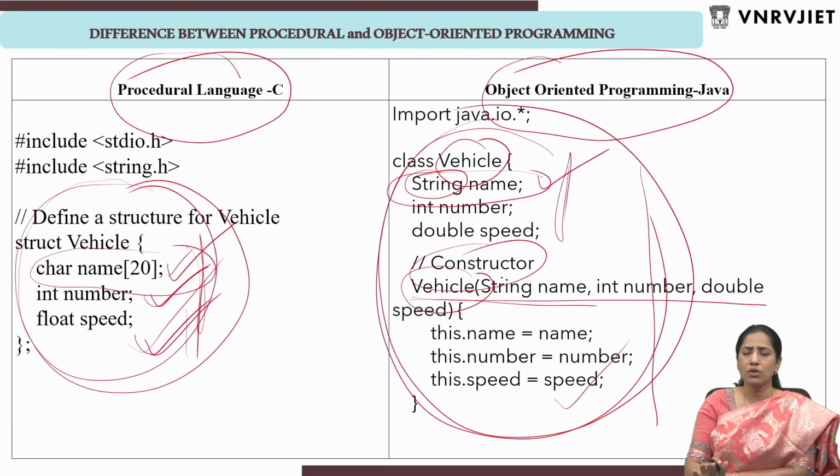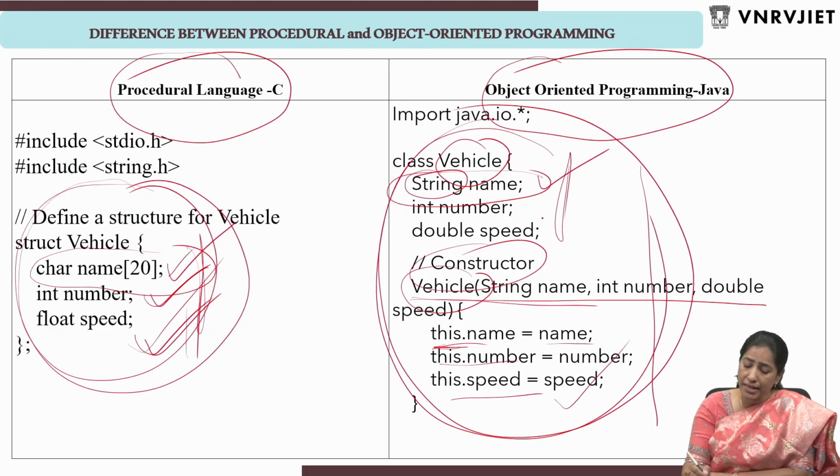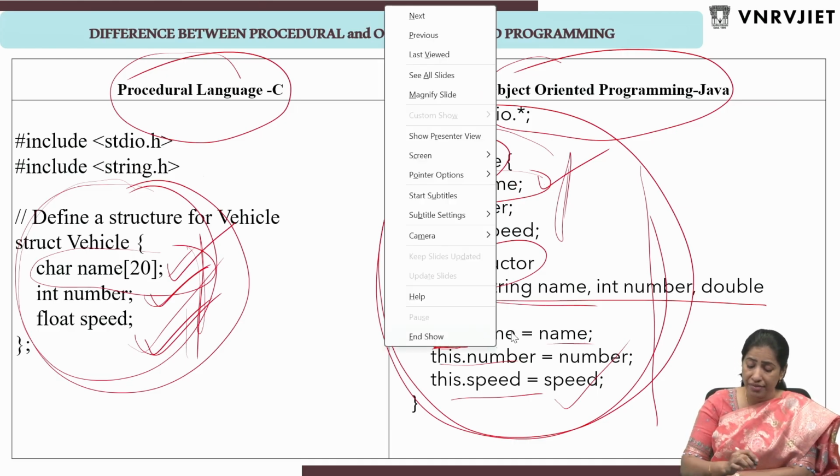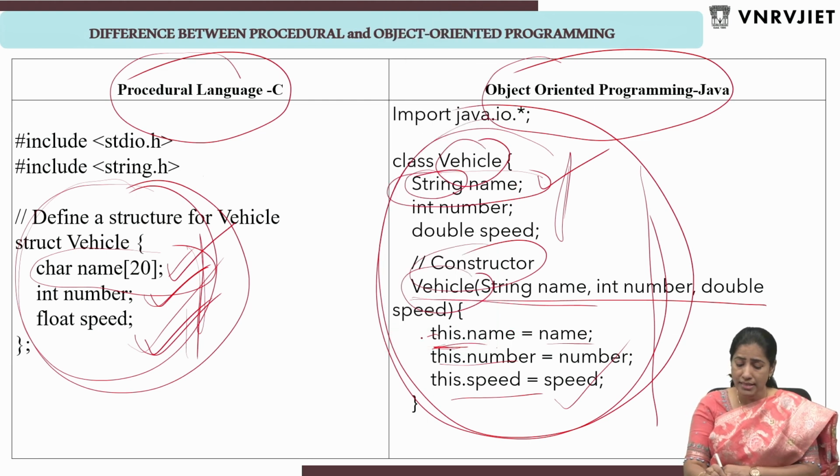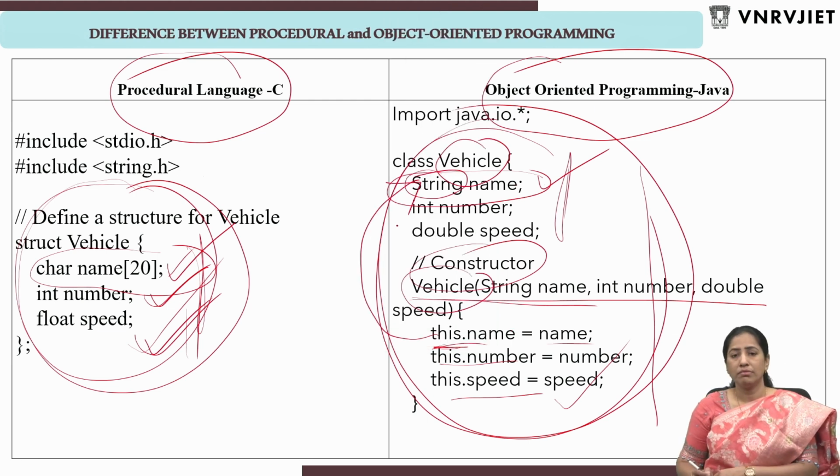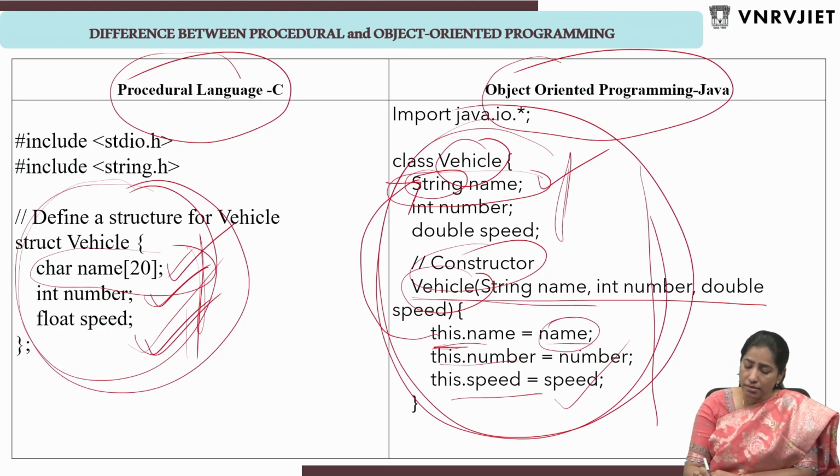So what is constructor? All that I will let you know. What is this? All this I will let you know. Here I have taken name, and here I have also taken name. Two places I have taken name. So I have to tell the compiler which name I am referring to. This name I am referring to the class properties, and this is a property of this method.